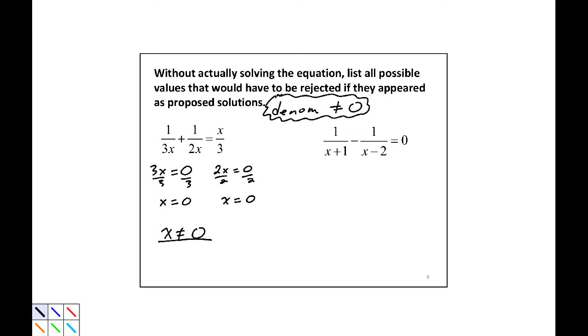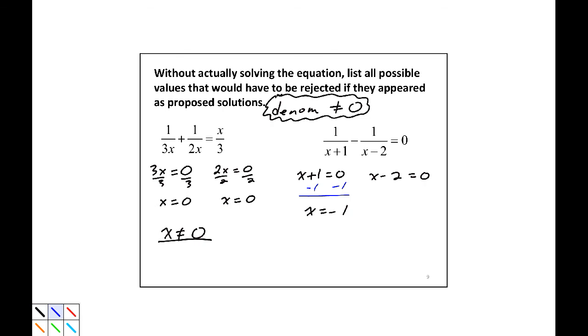Now, for our second equation, we'll do the same thing with our denominators again. We'll say x plus 1 equals 0, or x minus 2 equals 0. What value would make x plus 1 equals 0? Well, that would be x equals minus 1.